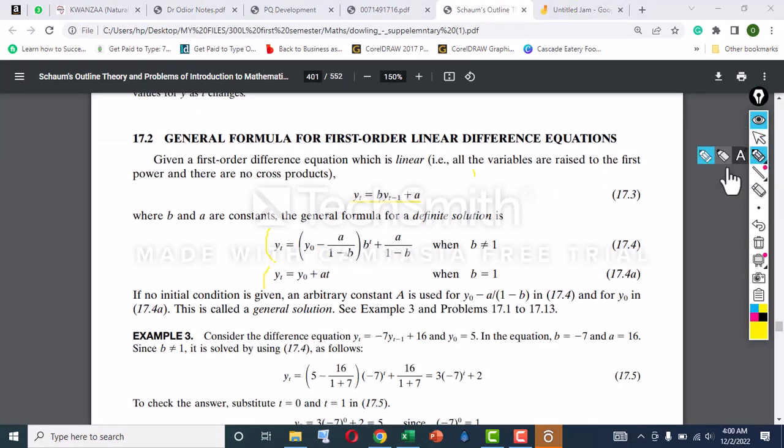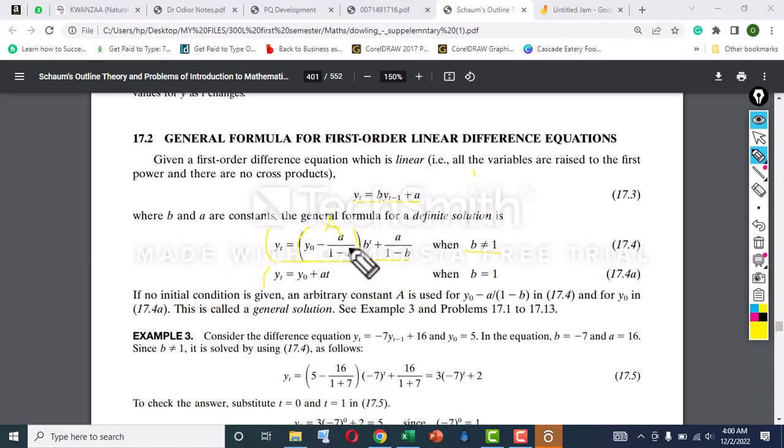The same thing applies to this. This is the general formula, but everything here can also be written as A in case you are not given y0. So you can have A b^t plus a over 1 minus b. But if you are given y0, you just have to use (y0 minus a over 1 minus b) b^t plus a over 1 minus b. But this is when b is not equal to 1.